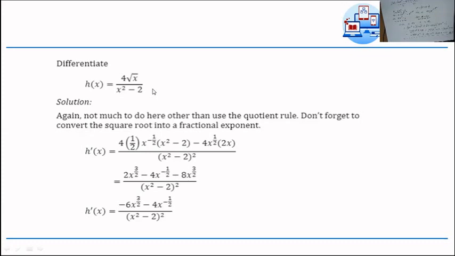Formula natin, if we're going to get the first derivative, we have v du minus u dv all over v squared. Okay? So, 4 multiplied by 1 half. X raised to negative 1 half multiplied by x squared minus 2. So, this is our u, no?